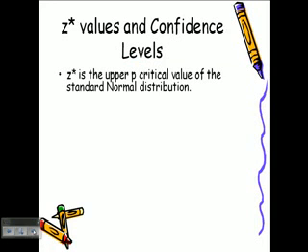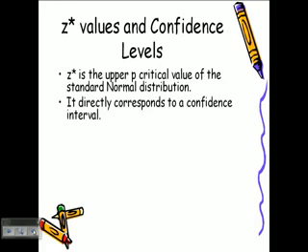Notice that we take only the positive value of z. Therefore, we call it z-star. Now, z-star is defined as the upper p critical value of the standard normal distribution. And that sounds really strange and really formal. But remember the explanation that I just gave you about the 68, 95, 99.7 empirical rule. 95% of all values fall between the z value of negative 1.96 up to positive 1.96. That positive 1.96 is my z-star value.